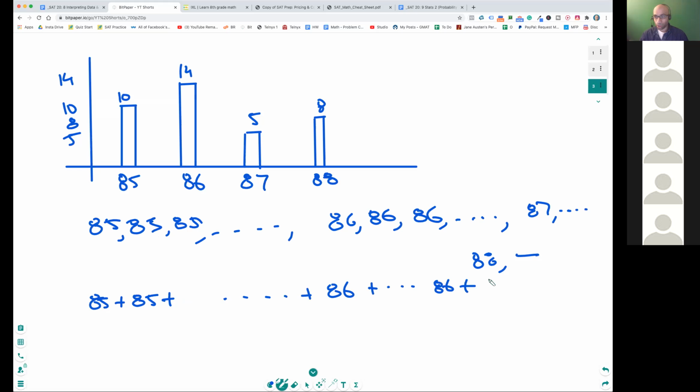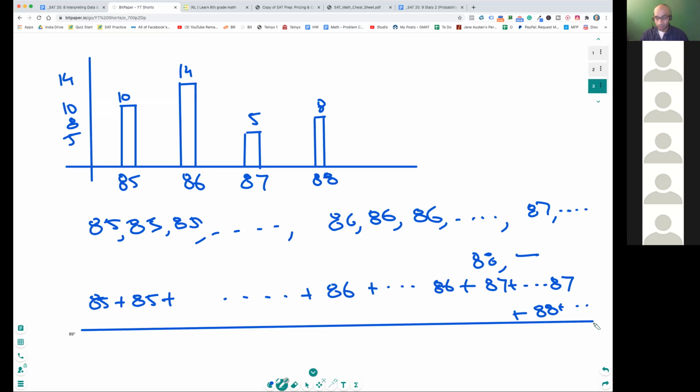Then I'm going to show you a shortcut for this. 87 5 times, and then 88 8 times, right? So the shortcut is all you got to do, and then you're going to divide it by how many people you've got. So 24, 32, and then 37 or something, right? If I've incorrectly done it, please let me know. I'm doing it super fast here.